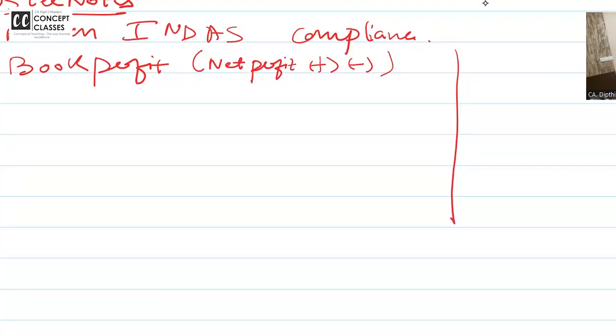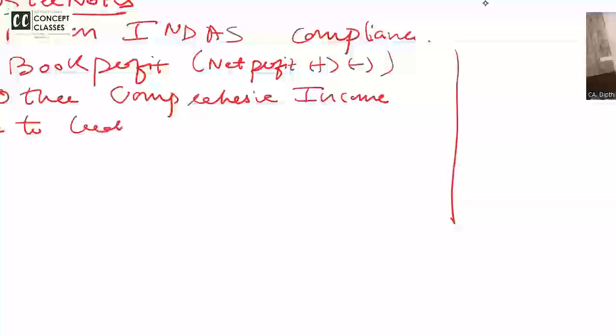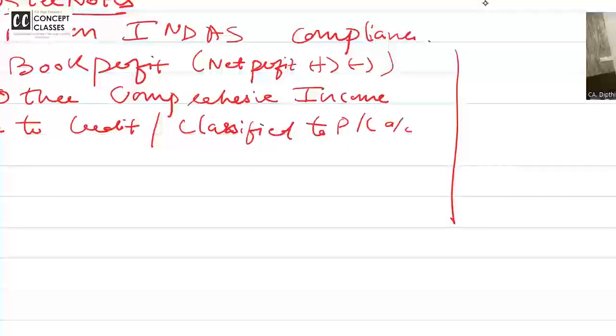Now in the book profit, add other comprehensive income which is never to be credited, or as they call it, never classified to the P&L account. Are you all with me? In other comprehensive income there are some items which you are never going to bring to the P&L account. Add it and pay the MAT now. Finish this.